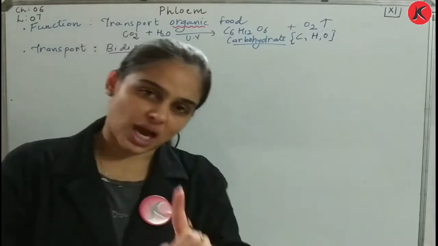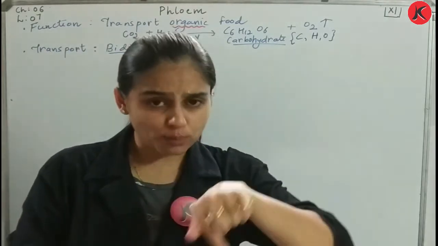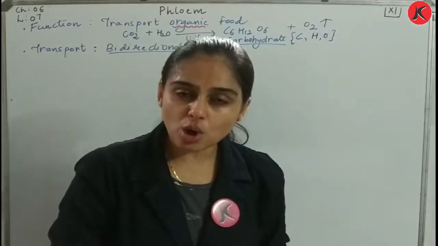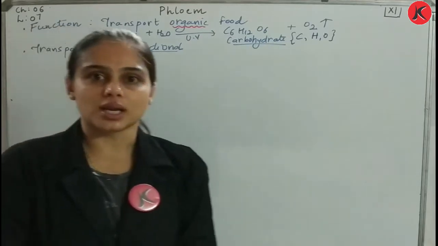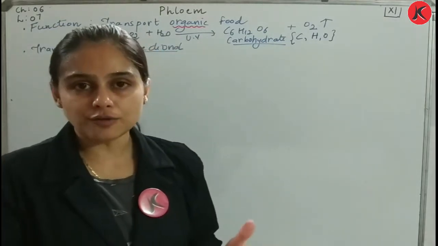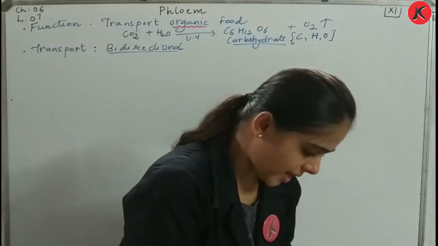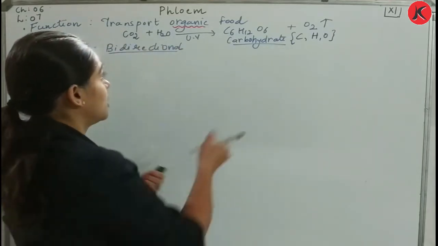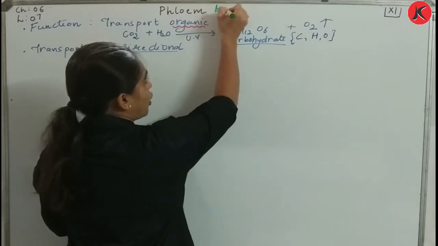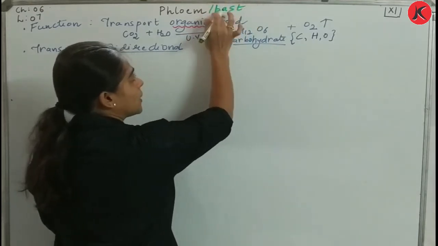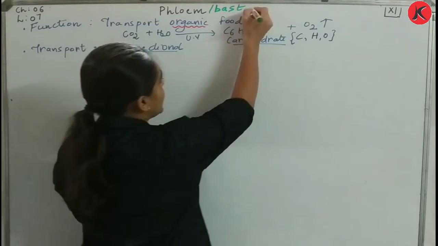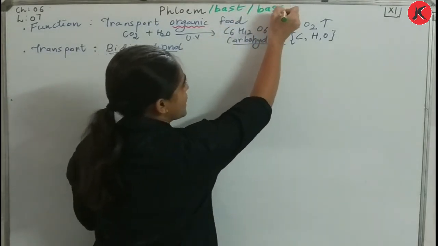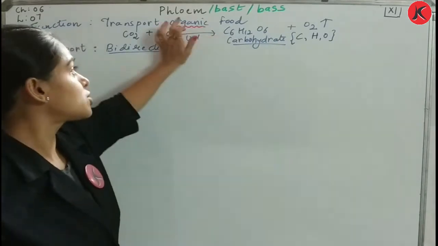Am I clear? तो यहाँ पे transport कहां से कहां हुआ? From root to, yes, leaves. Am I clear? And so it is bidirectional. Am I clear? Okay. Now this phloem, right? This phloem is also called as your bast. Phloem is also called as your bast, or it is also called as your base. Am I clear?